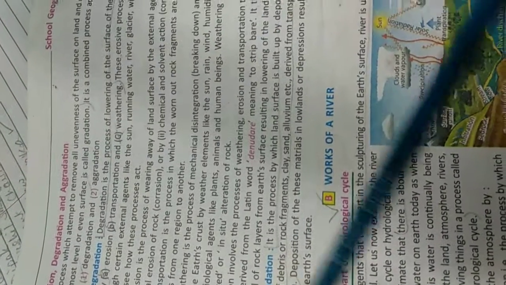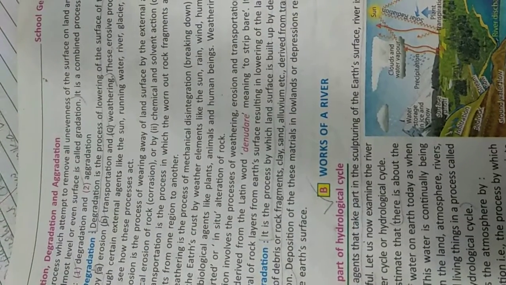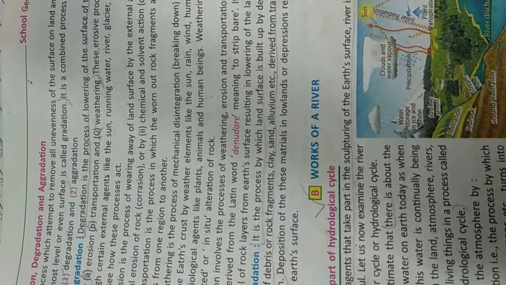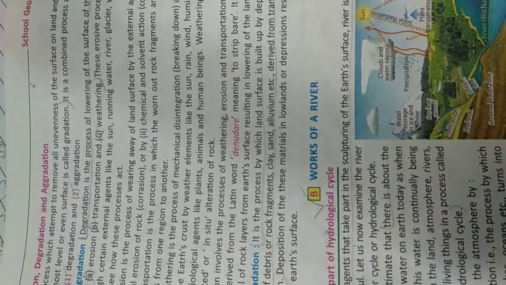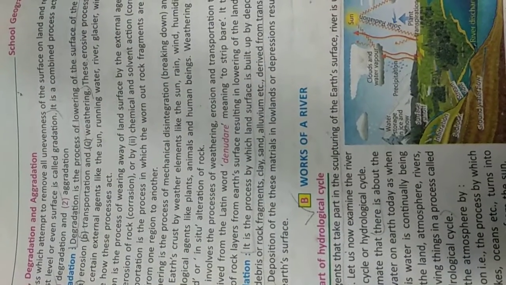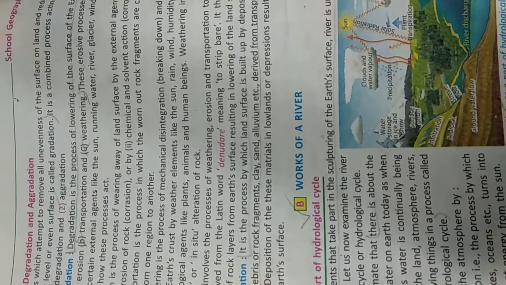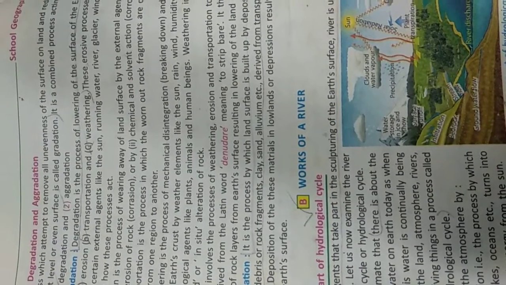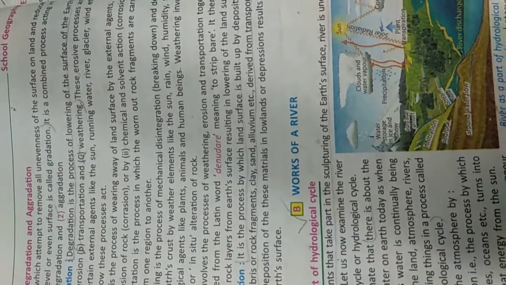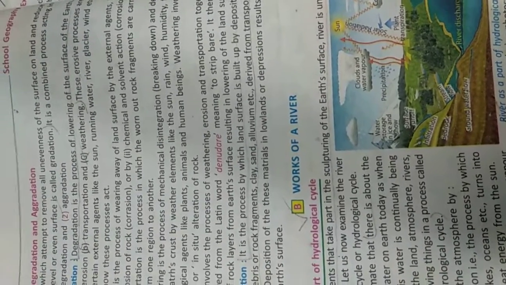Denudation. What does denudation involve? It involves the processes of weathering, erosion and transportation all together, because wherever weathering or erosion is happening, the material is carried away or transported to other places. The term denude is derived from a Latin word meaning to strip bare. It therefore causes removal of rock layers from the earth's surface, resulting in the lowering of the land surface. That means it is becoming low day by day.